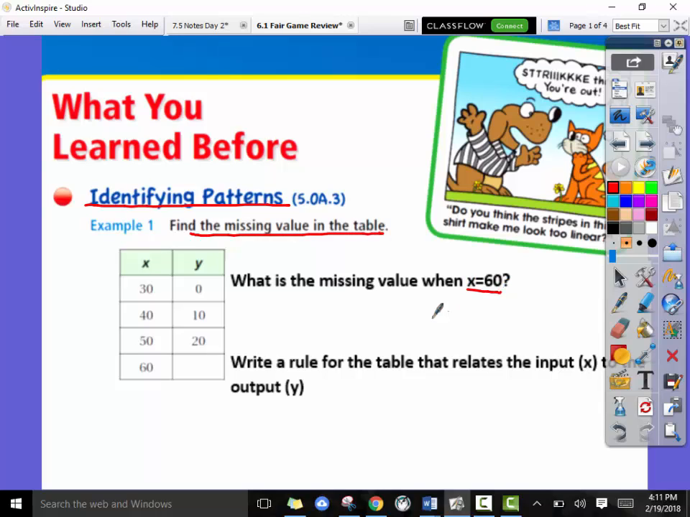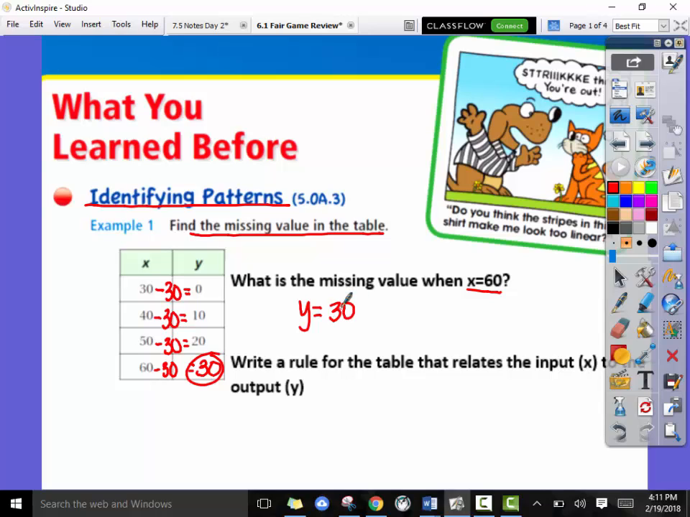So first of all, when X equals 60, which is right here, I need to kind of notice what's been happening. I went from 30 to 0, 40 to 10, 50 to 20. So one thing tells me I could do 30 times 0 would be 0, but 40 times 0 is not 10. I could do 30 minus 30, which equals 0. And try that again. 40 minus 30 equals 10. 50 minus 30 equals 20. 60 minus 30 equals 30. So when X equals 60, Y is going to equal 30.